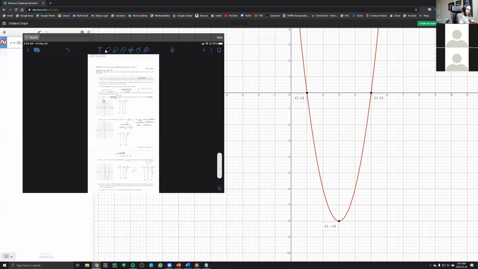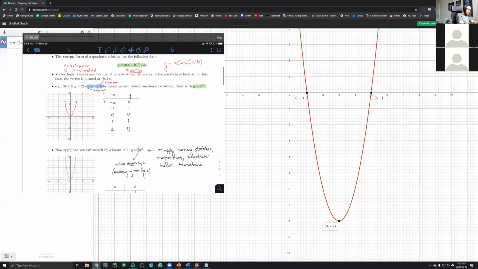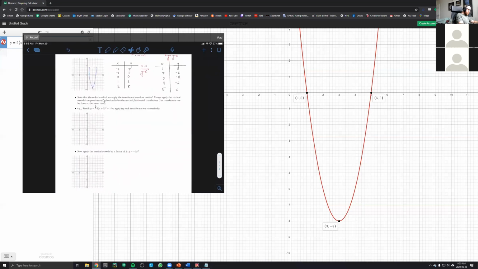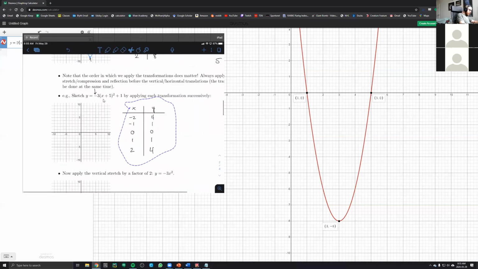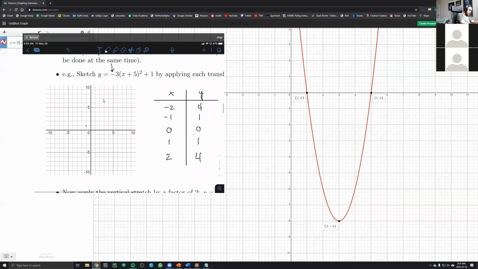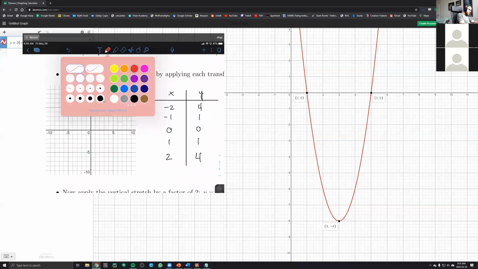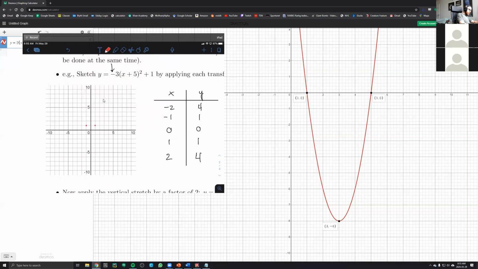So let me just go and copy the table of values. There we go. So this pattern never changes, right? So this is just something you can remember if you would like. So negative 1, 1, 0, 0, 2, negative 4. So there's our standard y equals x squared parabola.